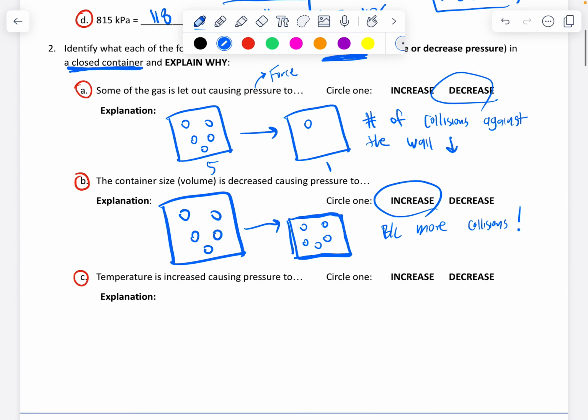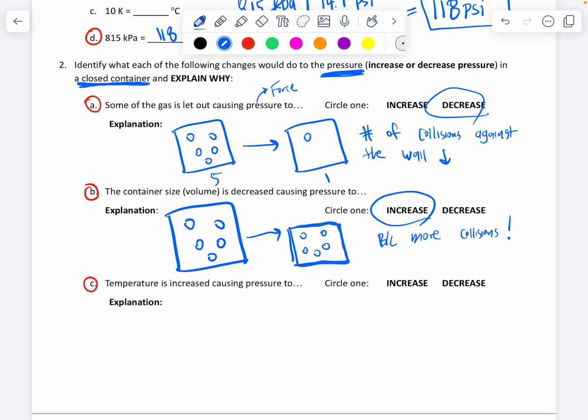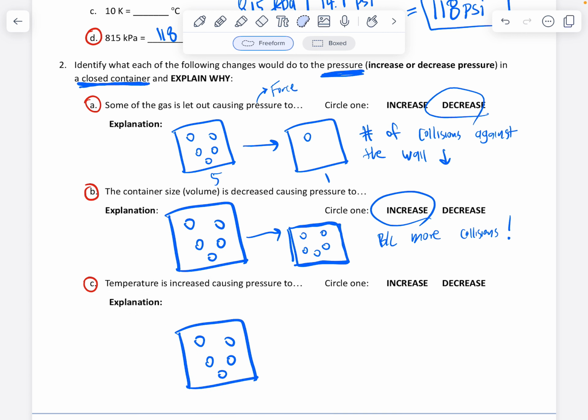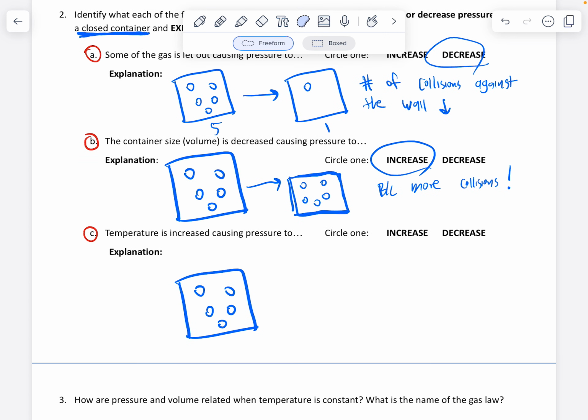Okay, so here we go. Part C. Temperature is increased, causing pressure to, okay, I'm going to use the same example again. All right, I'm going to go ahead and take this guy. I'm trying to duplicate this guy here. There you go. Okay, so let's say we have this container at 25 degrees Celsius. Okay, room temperature. Now I'm going to go ahead and heat this up.